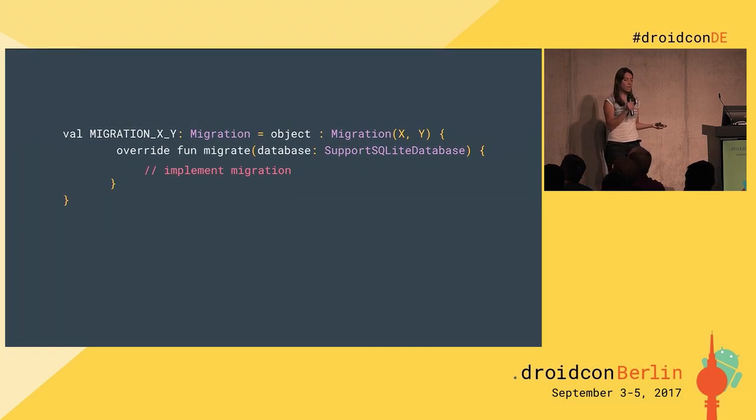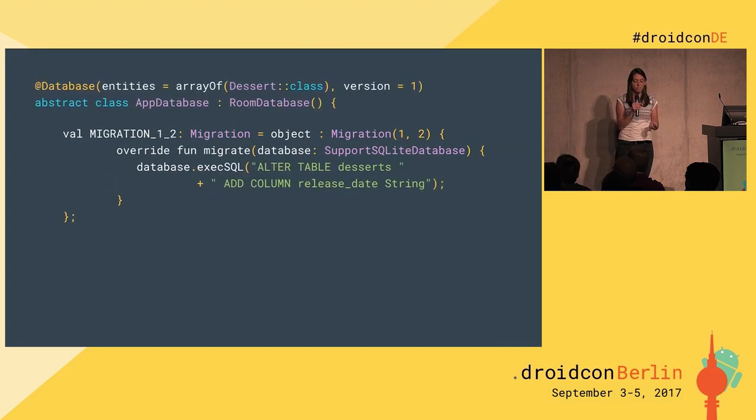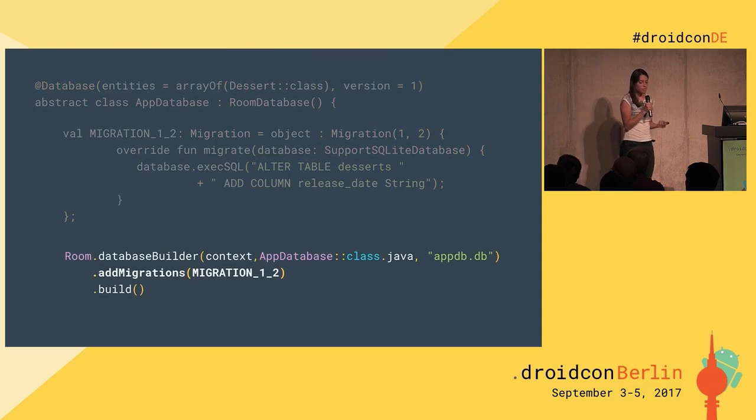So that's why in Room, we added a migration object. A migration object handles the migration from version X to version Y, so only one step, let's say. You would implement that object with, let's say, going from version 1 to version 2, and then you would define what should happen in that migration. So for example, with our dessert case, I'm just adding a new column, the release date. But then you would also add that migration to the Room database, because Room needs to know that it should use that migration.